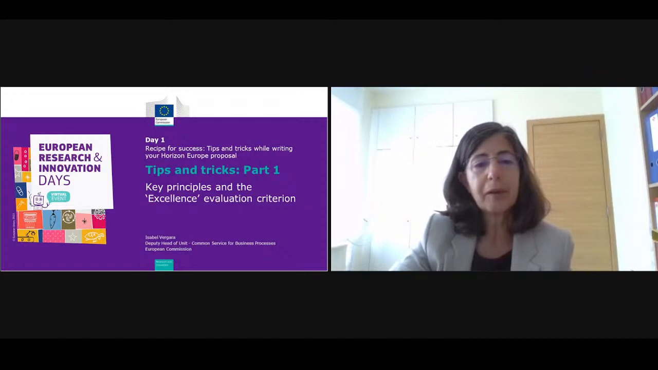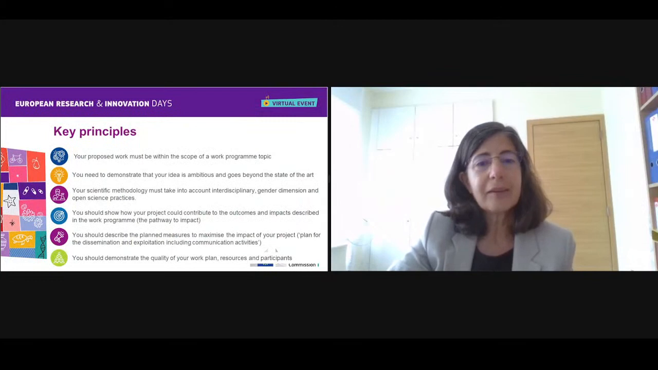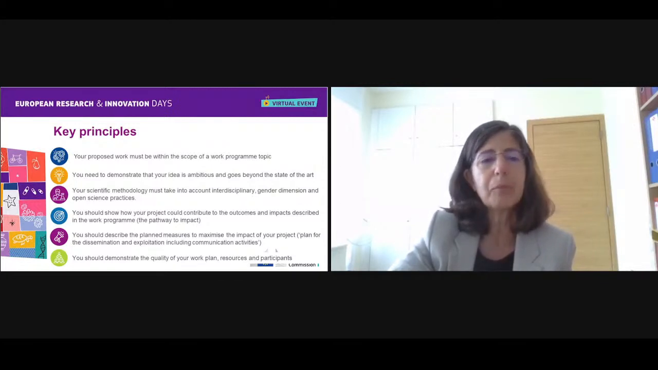Bénédicte later on will cover the sections that are related to the other two evaluation criteria, the impact and the quality of the implementation. So just to start with the key principles that you need to have in mind at the time you start preparing your proposal. So these are principles that are related to the different evaluation criteria and to the different parts of the proposal.